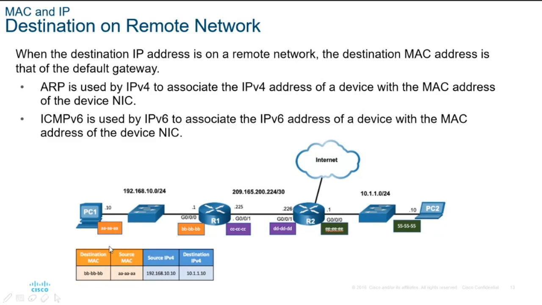So, we have the destination MAC address, that's BB, and then the source is AAA. And source natin, IPv4, 192.168.10.10, yung PC1. And destination natin ay 10.1.1.10, PC2. Ang default gateway natin ay dadaan dito sa destination natin. Ito yung BB-BB MAC address, yung default gateway. Okay?